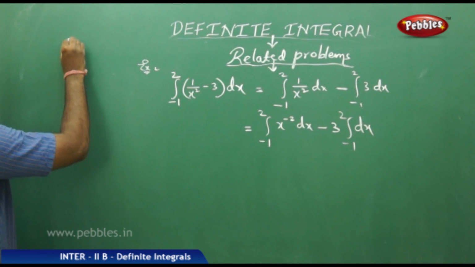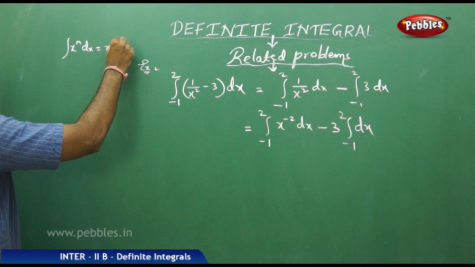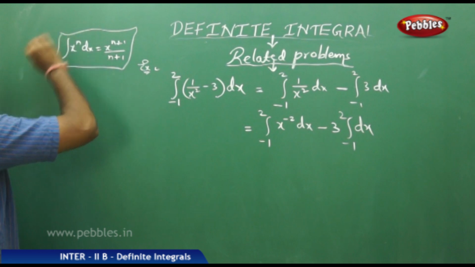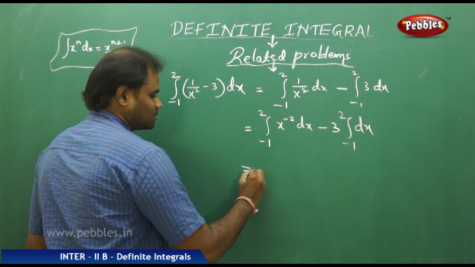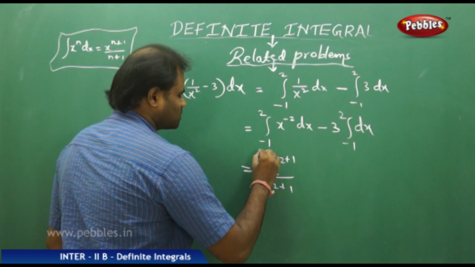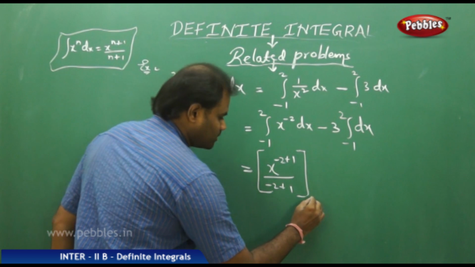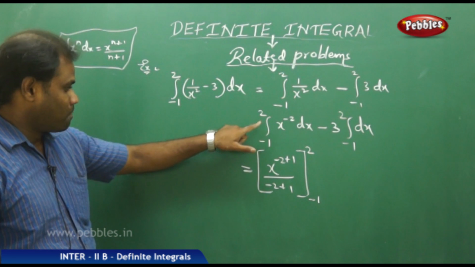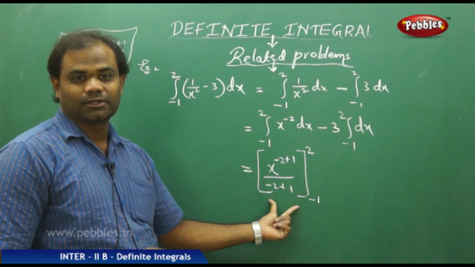which says that integral x power n dx is x power n plus 1 by n plus 1, of course, plus c. So here n is minus 2, and therefore I get x power n plus 1 by n plus 1. But because I have limits, I use the notation with brackets, assuming that the limits are from minus 1 to 2. This is how we write minus 1 to 2 of the integrated function.